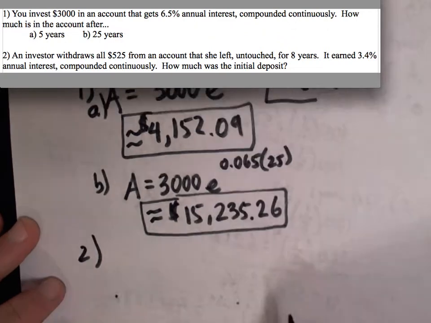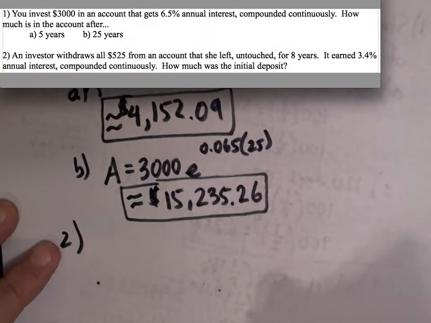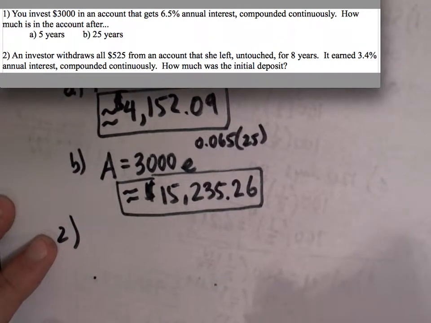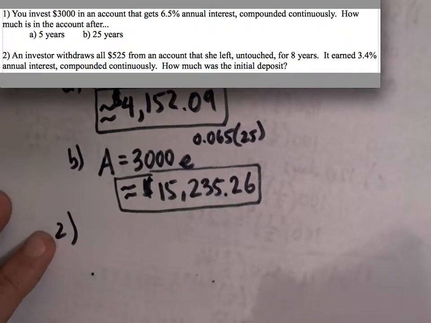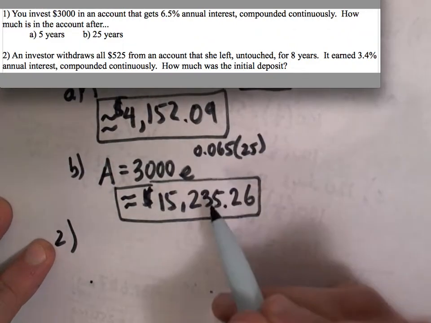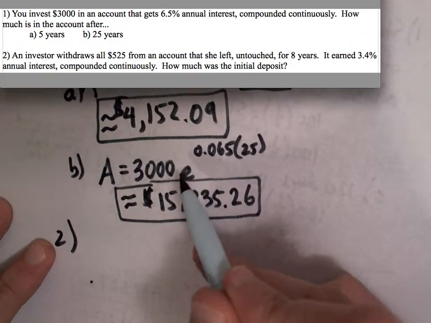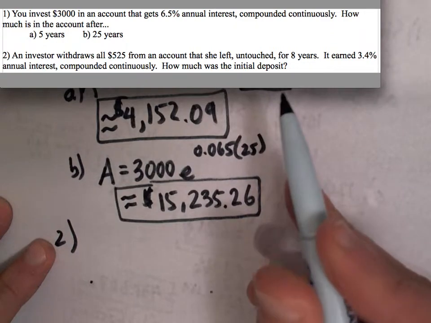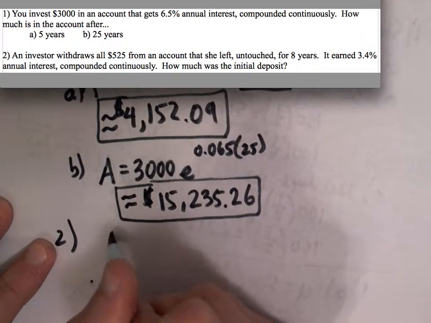An investor withdraws all $525 from the account that she left untouched for 8 years. Okay, it earned 3.4% annual interest compounded continuously. Again, that word continuously tells us that we're using e, the PERT formula. How much was the initial deposit? So this time, we're not looking for A. Let's just write the formula down.